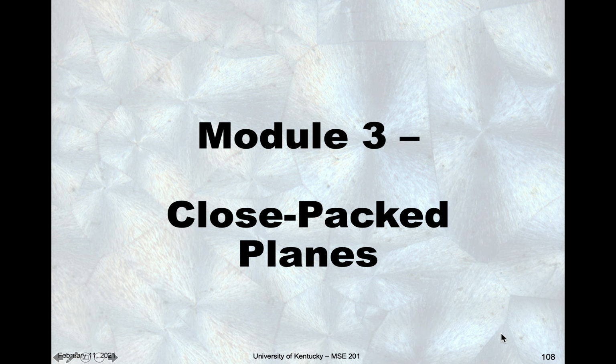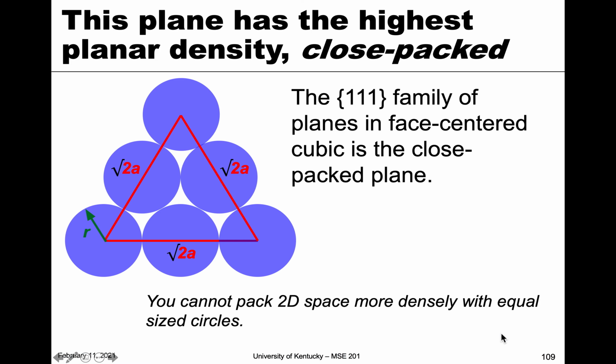All right, so now that we've talked about the planar density and how we calculate planes, now we're going to look at the close packed planes. And as it may sound, this is the plane that has the highest possible planar density. We call it close packed because of that reason. And that, in fact, was the 111 plane in FCC that we just worked on in the previous example.